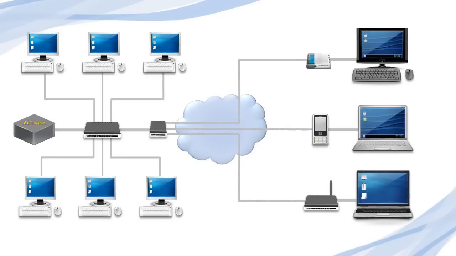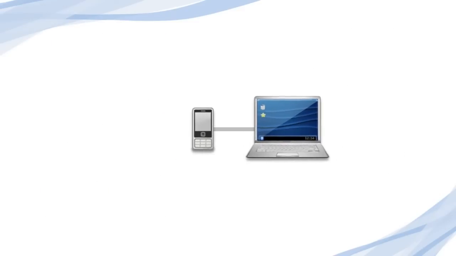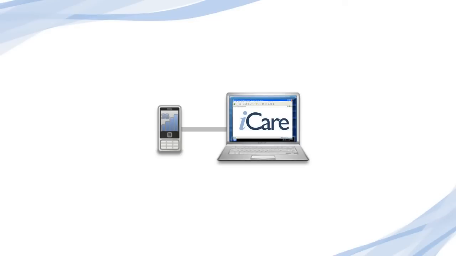In the rare situations where even these connectivity options aren't available, switch iCare into iGo mode for offline access to pre-selected patients' data. Any changes made are easily synchronized back into iCare when the connection becomes available again.